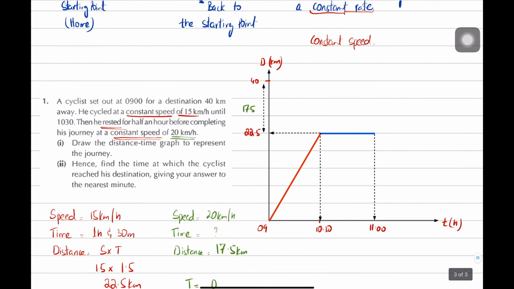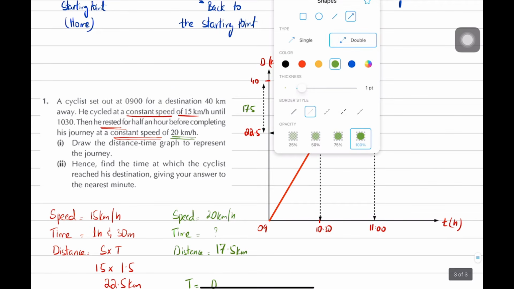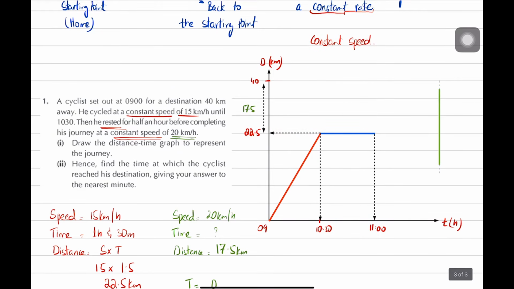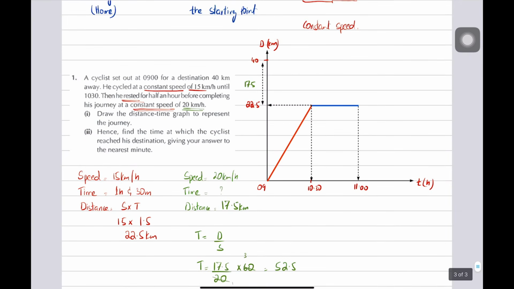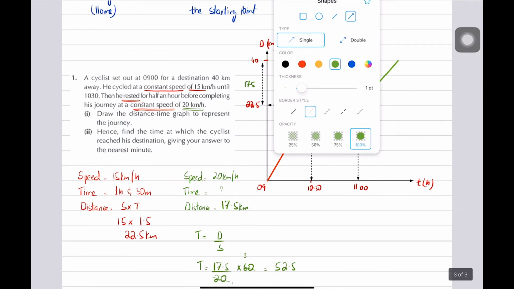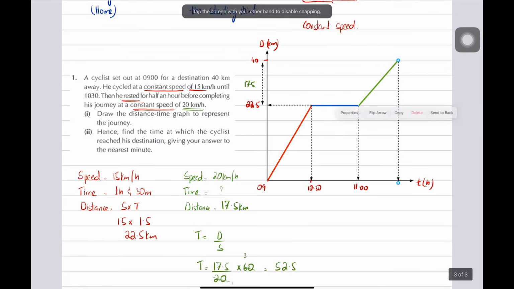Very good. What does that mean? You guys tell me, what does this 52.5 really mean over here? At 11:52.5, he completed his journey of 40 kilometers. That is correct. So by the time he completed his journey, the clock was reading 11:52.5. 11:52.5 basically means 11 hours 52 minutes and 30 seconds. So that's it. Part 1 done.